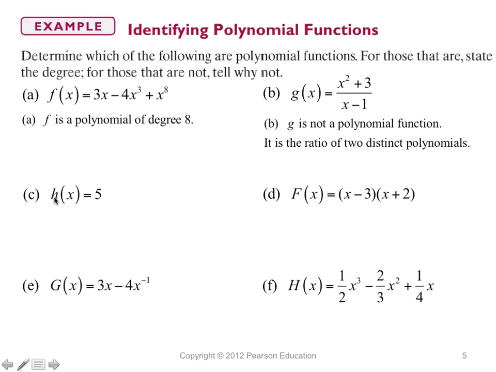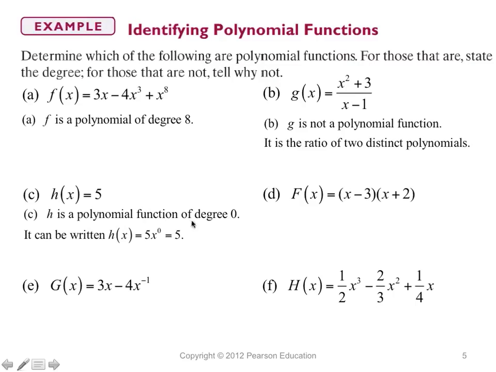If you look at C, we have h of x equals 5. This is going to be a polynomial, and the degree is going to be 0, because if you think about it, x to the 0 power is just going to be 1. So we could rewrite this as 5 times x to the 0 power, which would still just be 5, so we wouldn't have changed it at all, but then the degree is going to be 0. So you can see that we don't actually even need x's in our polynomial function because we have this number here. We could also have a 0 or a 1 there, and it would still be a polynomial function. Anytime you just have one number, though, the degree is going to be 0.